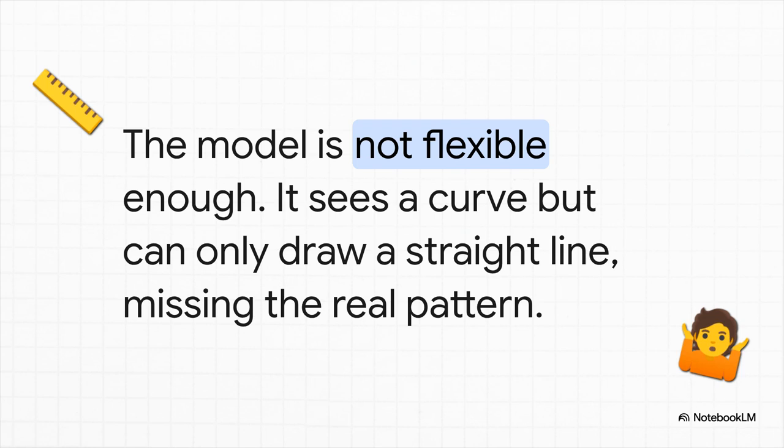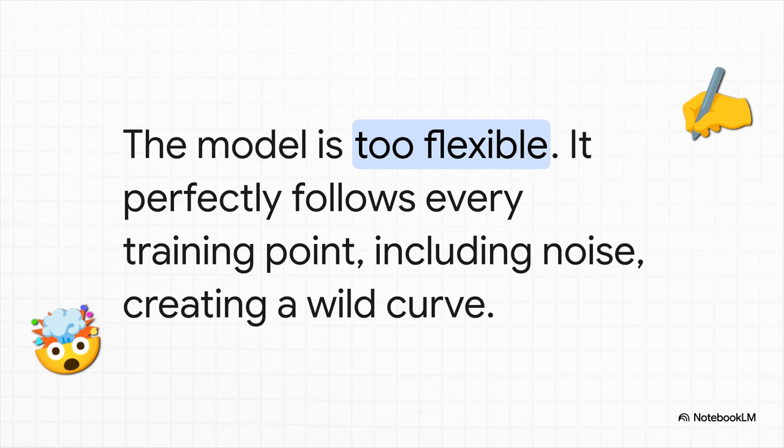So here's a classic case of underfitting. You can clearly see the data has a curve to it, but our model can only draw a straight line. It's just not flexible enough to capture the real relationship there. And then you've got the opposite problem: overfitting. This model is so flexible, it doesn't just learn the pattern, it perfectly weaves through every single training point, including the random noise. This wild curve is going to be terrible at predicting any new data. So the crucial trick is finding that just right balance between being too simple and way too complex.